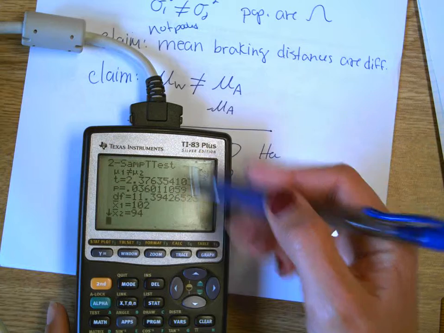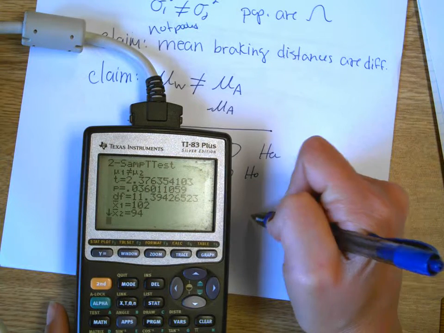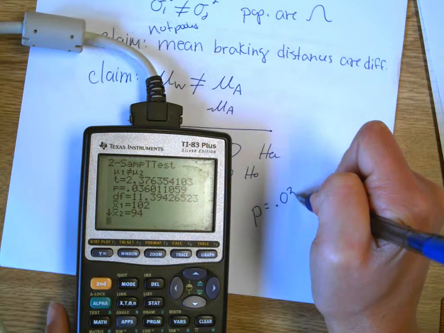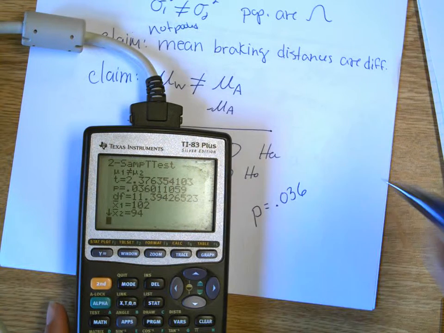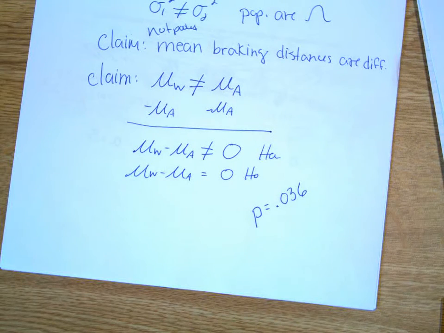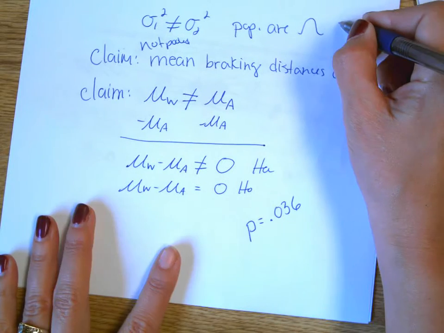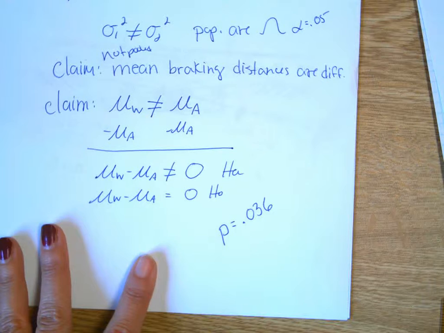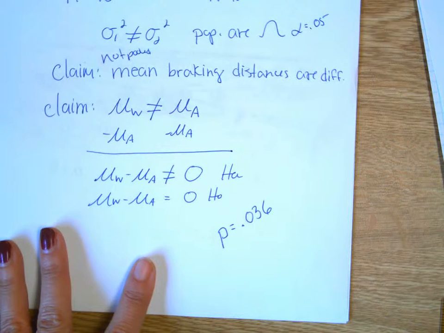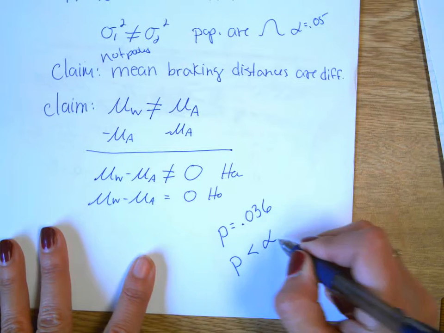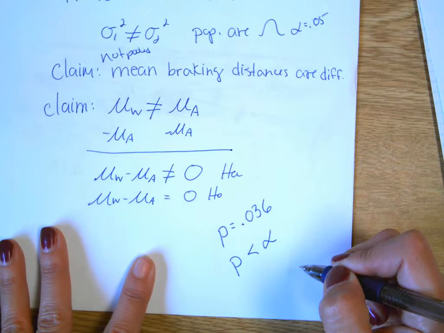What do I want off of this screen? P. Always the probability of this sample, which is 0.036. Oh, I didn't give you an alpha. I have to give you an alpha before you can decide now. What do I have here? Oh, right there. Alpha is 0.05. So how does our P compare to alpha? Less than alpha.